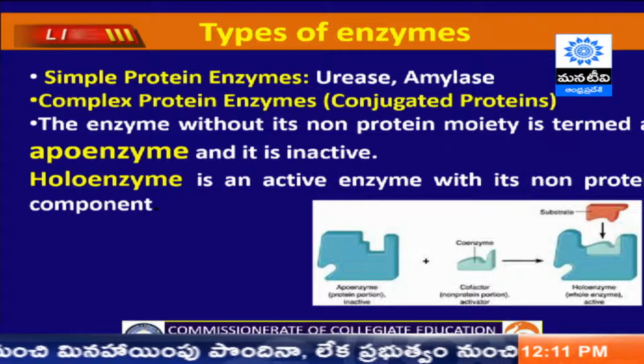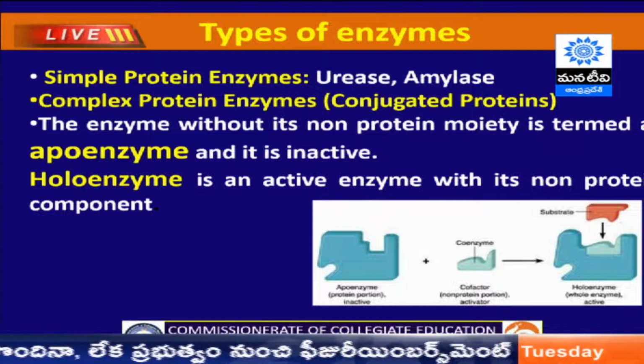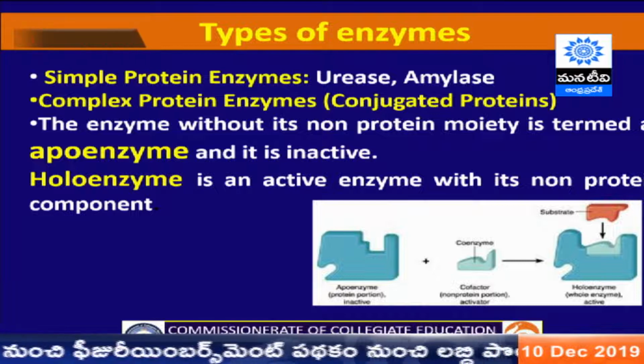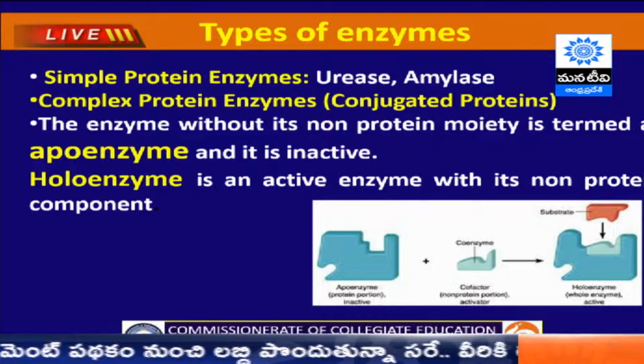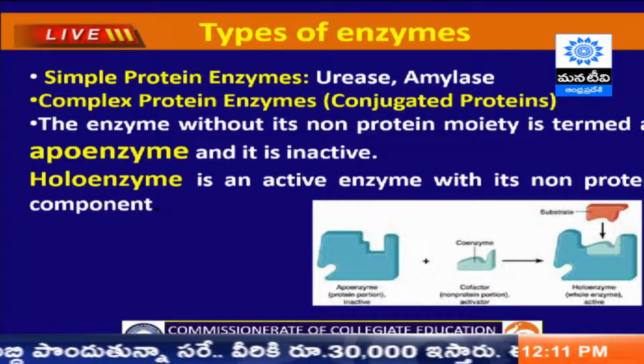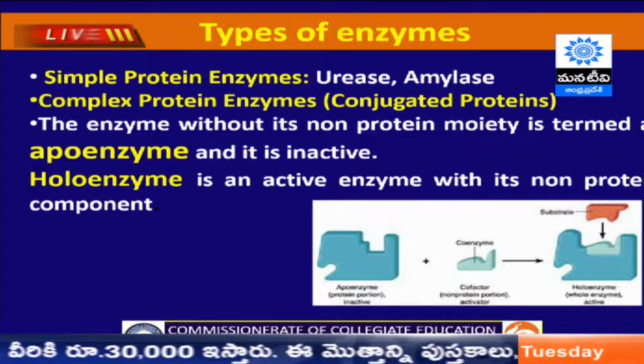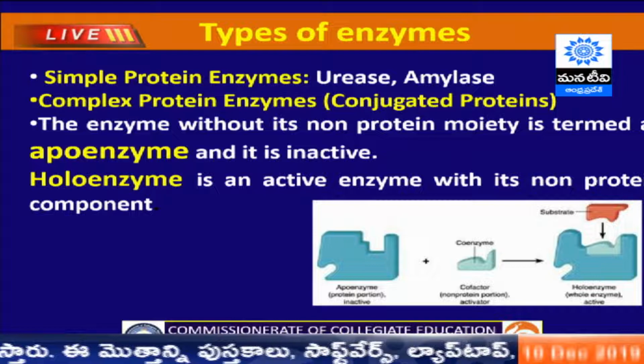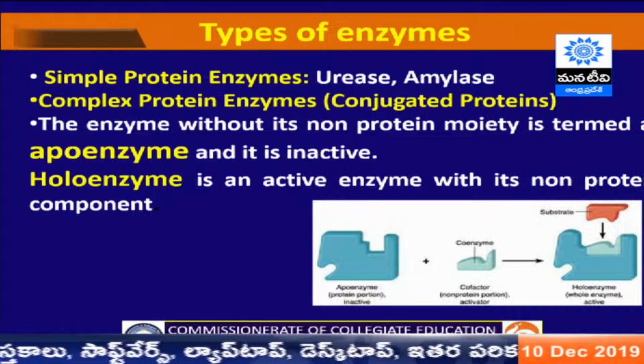When the apoenzyme combines with the non-protein part, then it is called a holoenzyme, which will be the active enzyme. Along with its non-protein component, the enzyme acts on the substance. That is why the holoenzyme is an active substance. Apoenzyme is the protein part, holoenzyme is protein and non-proteinaceous part. So this non-proteinaceous part is otherwise called the prosthetic group.